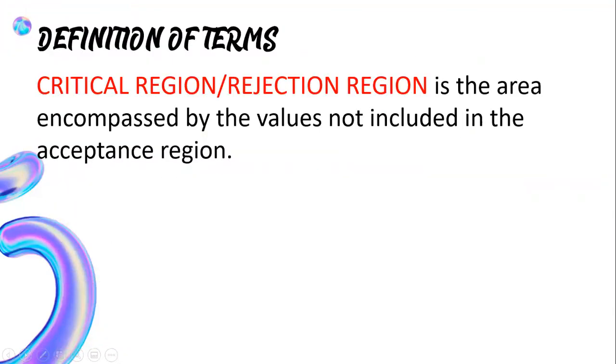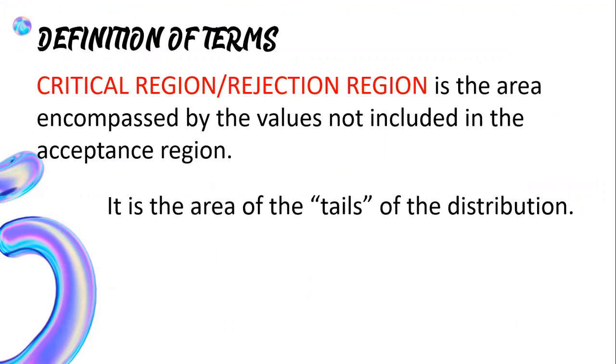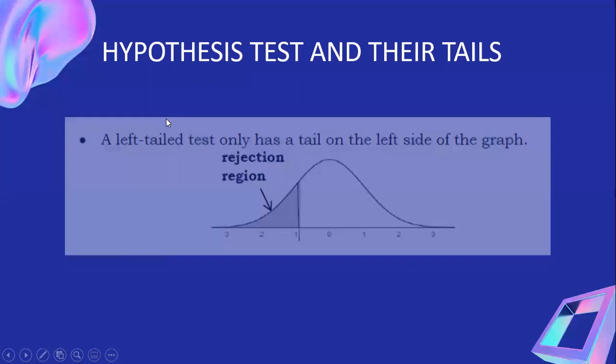Okay, another important term is the critical region or the rejection region. Remember the first time that I introduced to you the rejection region and the non-rejection region or the acceptance region. It's actually the area encompassed by the values not included in the acceptance region. So once you know the critical value, you'll be able to shade the rejection region and the acceptance region in the normal curve. It is actually the area of the tails of the distribution.